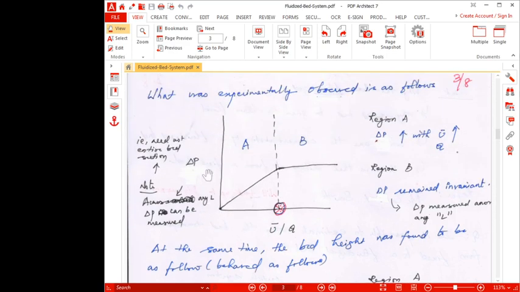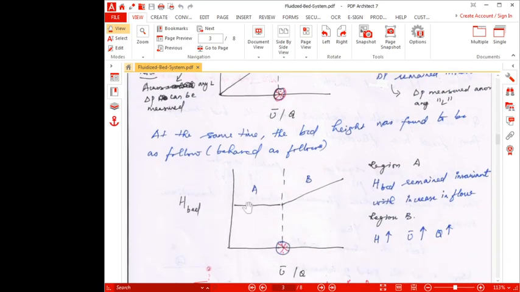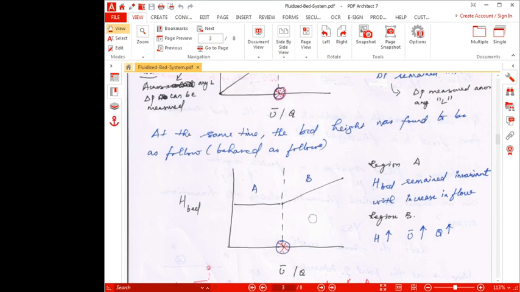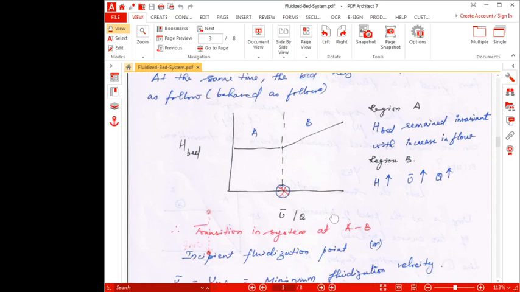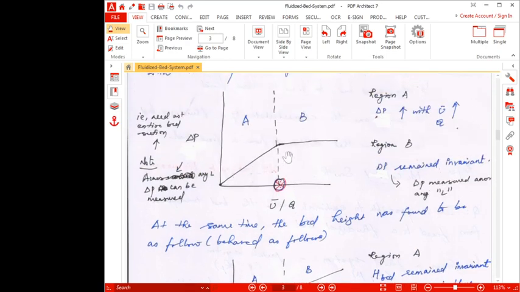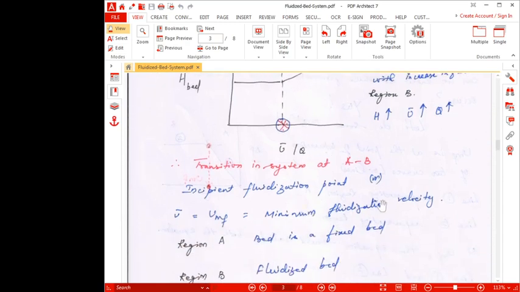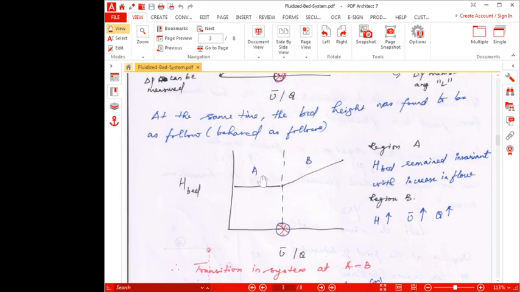I think we might not have noticed this pressure drop in the YouTube video, the URL which I have shown, but probably you would have noticed that the bed height increases with respect to the flow rate. So this critical point, this transition point, which differentiates region A and B, is called the incipient fluidization point, or the point of minimum fluidization. Region A is the fixed bed and region B is the fluidized bed.